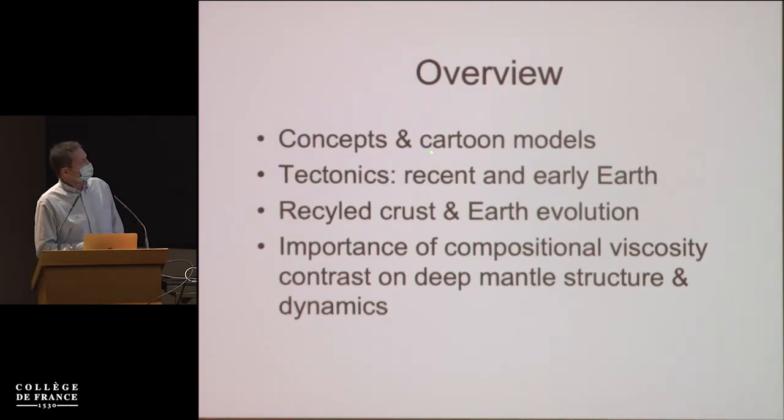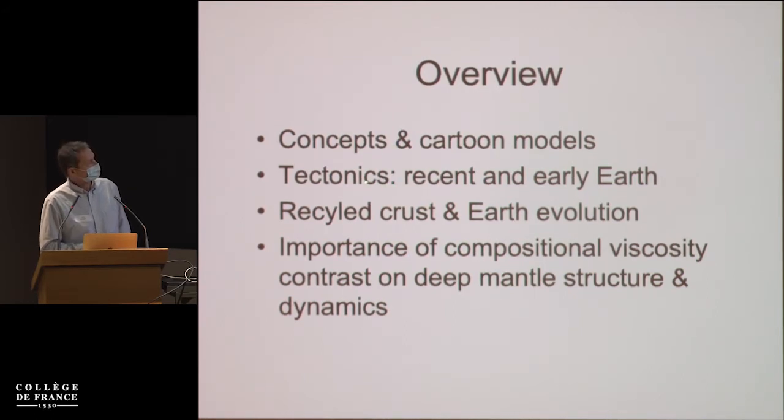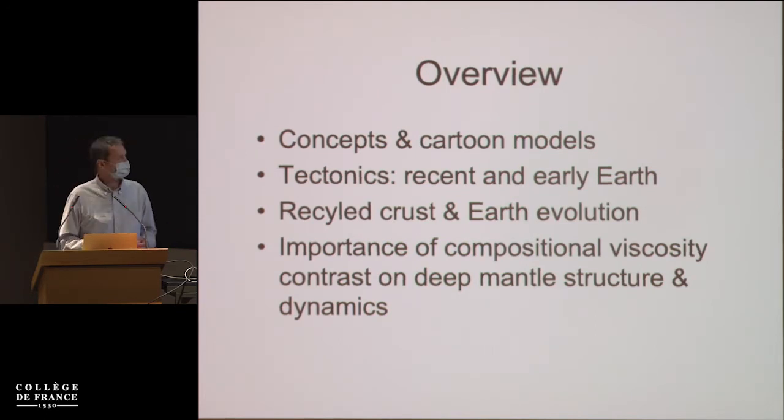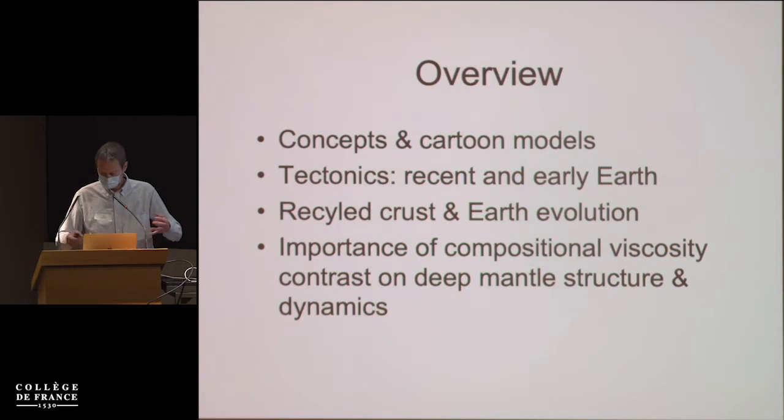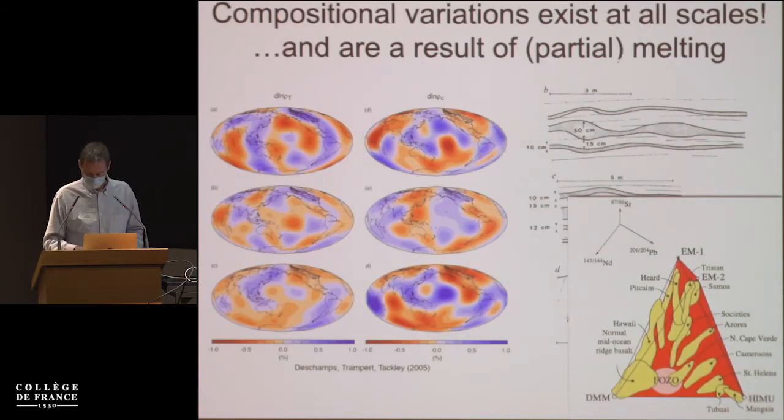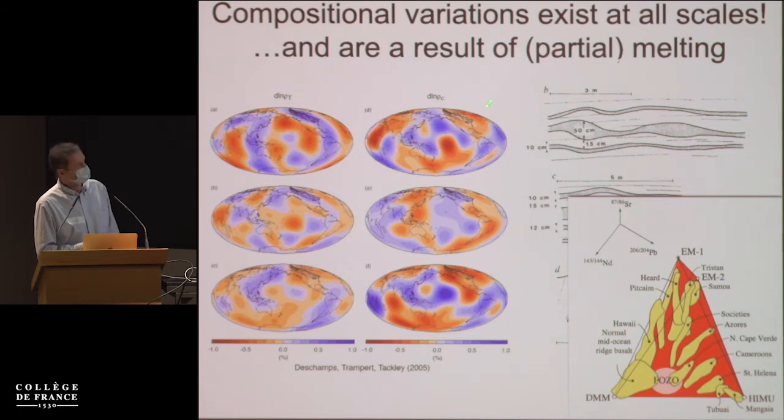So I'll start by showing a number of cartoons to illustrate various concepts. And then I'll focus a bit on the early Earth as a contrast to the present day Earth. Because the structure of the mantle today is a sort of integral of what's been happening over billions of years. So we need to consider the whole history of the Earth, not just what's happening today. So that's anyway my excuse for showing some results relevant to the early Earth. And then I'll discuss different possible origins of heterogeneity. One is recycled crust and the other is primordial material, and I'll show some examples of models of both of those possibilities.